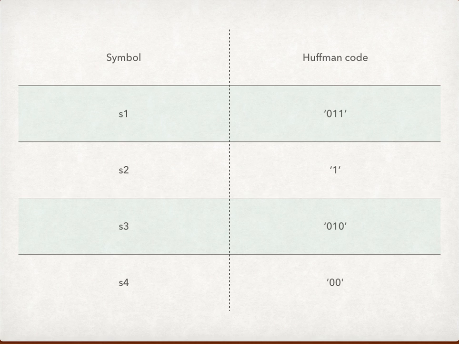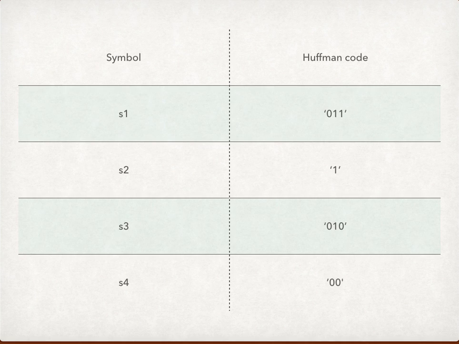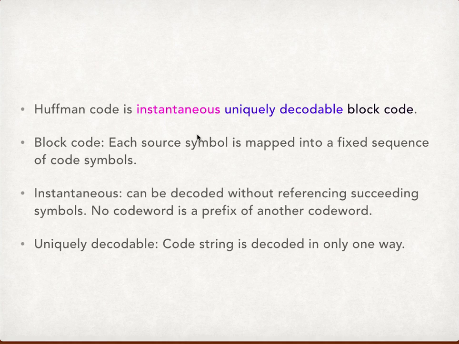Next I'll tell you some of the important properties of this Huffman code. This Huffman code is called an instantaneous uniquely decodable block code. It is called a block code because you're assigning a string of ones and zeros for each symbol. That is nothing but a block, so it is called a block code. And this is called an instantaneous uniquely decodable code.